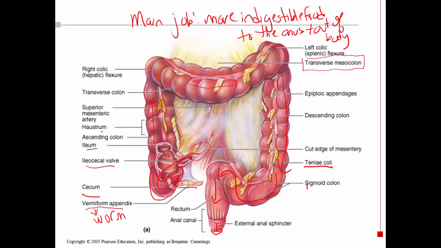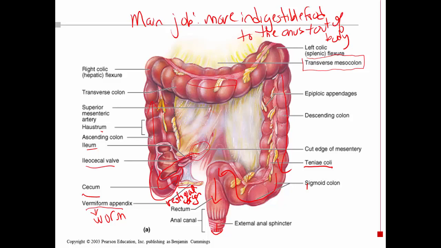The appendix is actually a vestigial organ. That means it's something left over from the evolutionary process, something we have that doesn't appear to have any role. Lining the vermiform appendix is lymphoid tissue, and there's a little sphincter here.